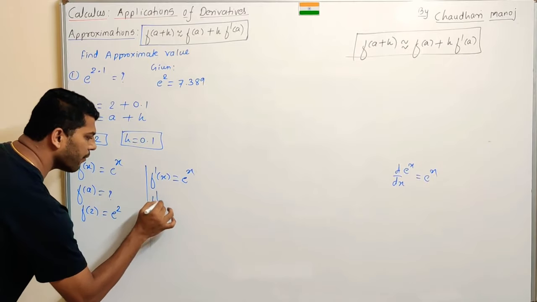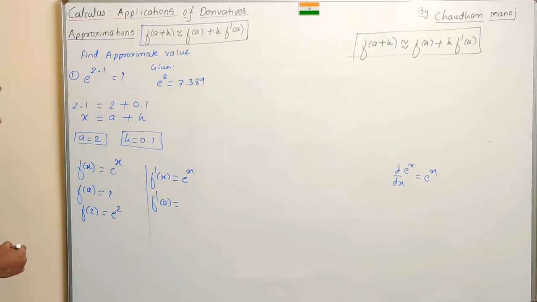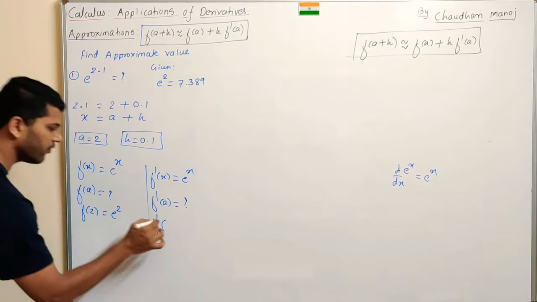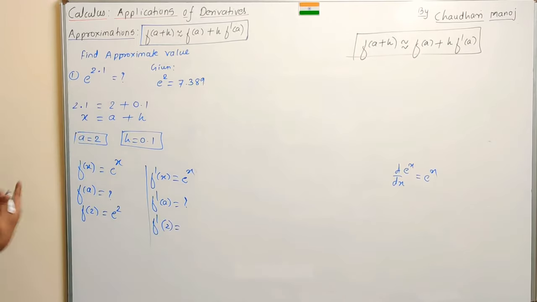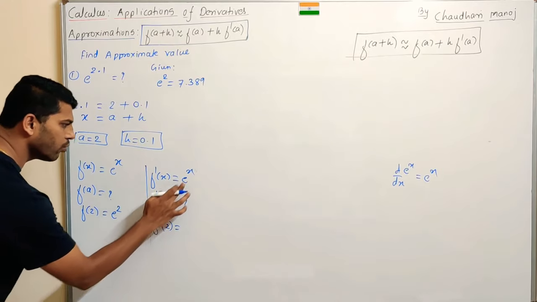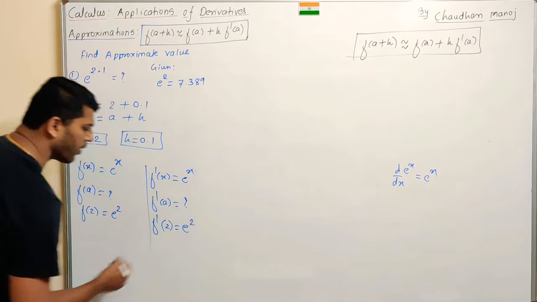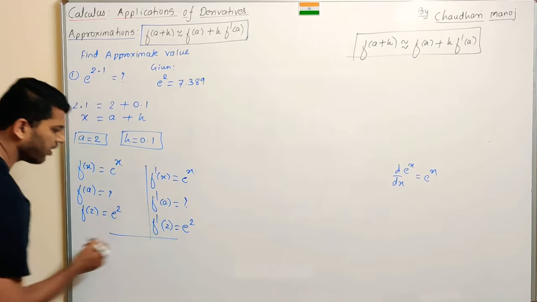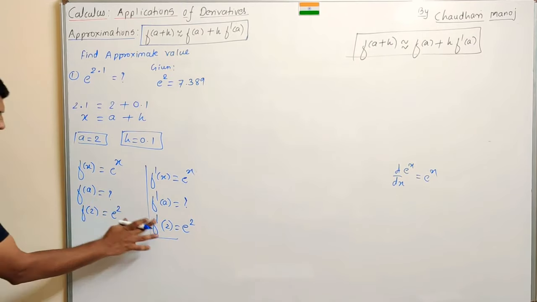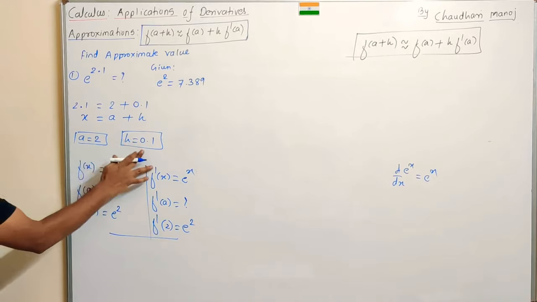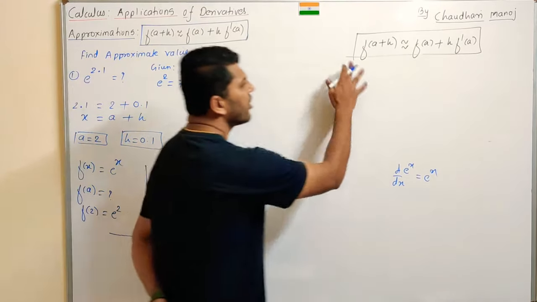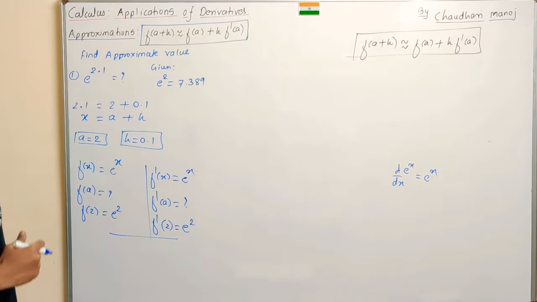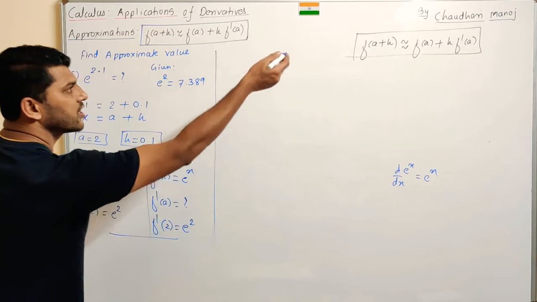Then how to find f dash of a? Finding f dash of a, where the value of a is 2, means you have to find f dash of 2. So let's substitute this 2 over here in this function. So this is e square. Finally we got f of 2 and f dash of 2, which are nothing but f of a and f dash of a. This is a, this is h, and I think everything is ready for this formula. So let's substitute each and everything here in this formula.